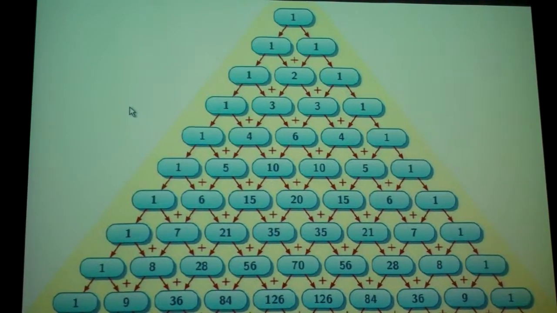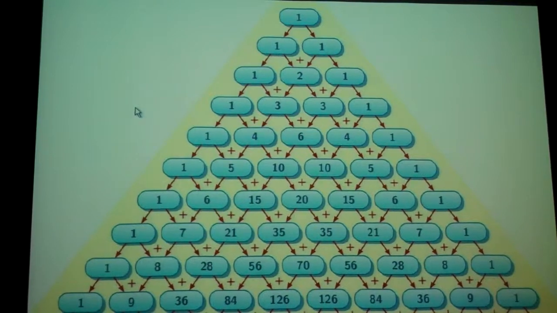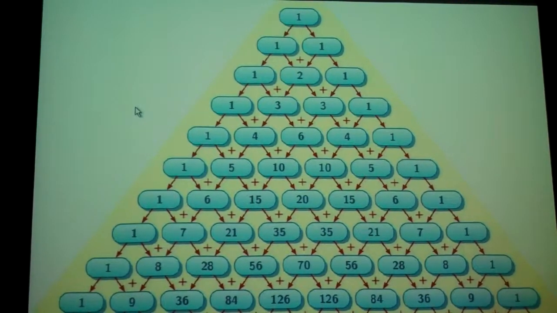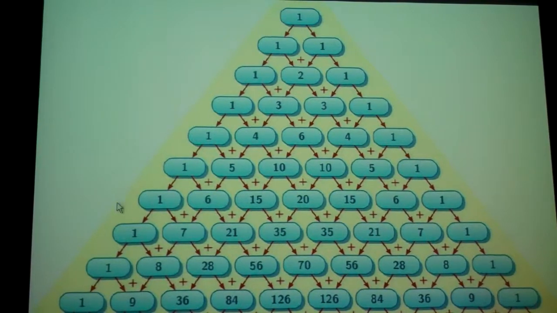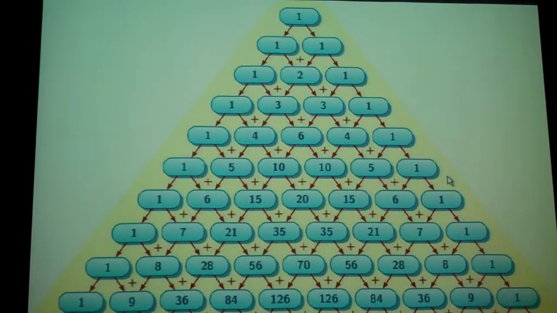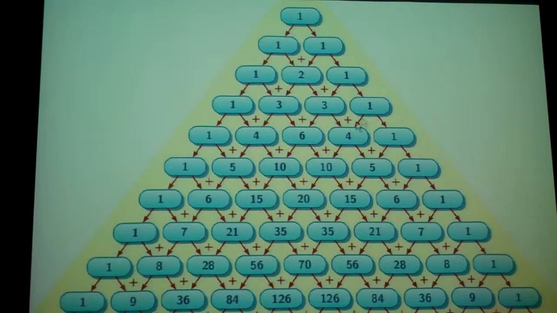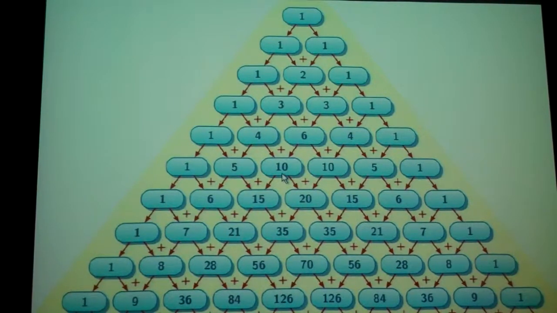I'm a math professor at Williams College, and I want to talk to you today about some fascinating properties of Pascal's triangle. The way Pascal's triangle is generated is you start off with two diagonal columns of ones, and then every number in the interior is the sum of the two numbers above it. So 4 would be 3 plus 1, 15 would be 5 plus 10.